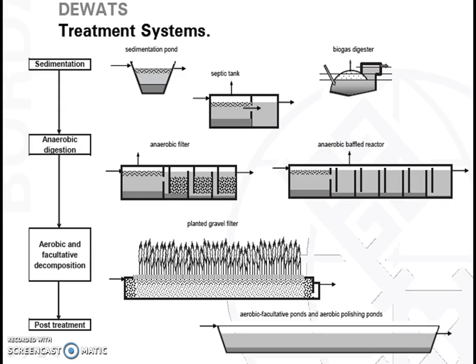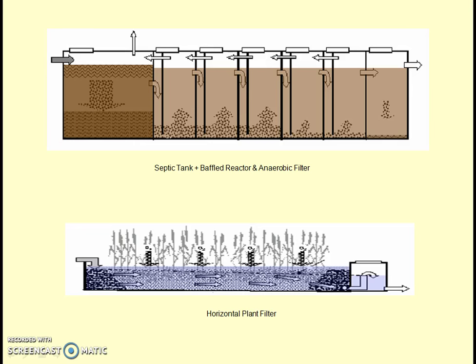these are used. So let us move towards the next topic, which is called the anaerobic filter, which is nothing but a secondary treatment unit used in the DEWATS system. These two pictures shown here explain the secondary treatment provided for the DEWATS system: one is a baffled reactor and anaerobic filter along with a septic tank, and another is a horizontal planted filter. Basically these two treatments will require preliminary treatment, for example settling, so that suspended particles get removed.